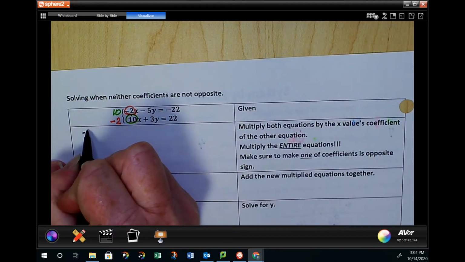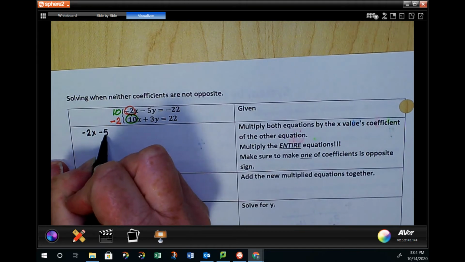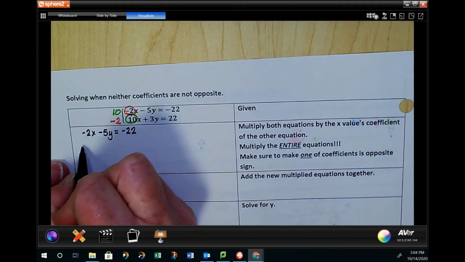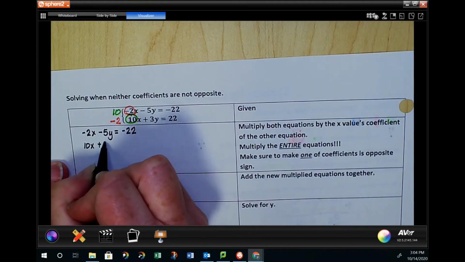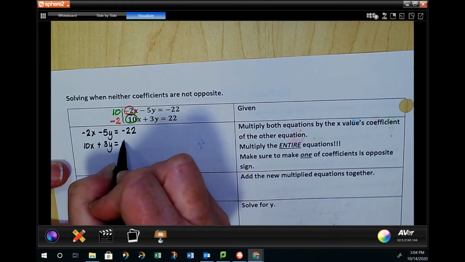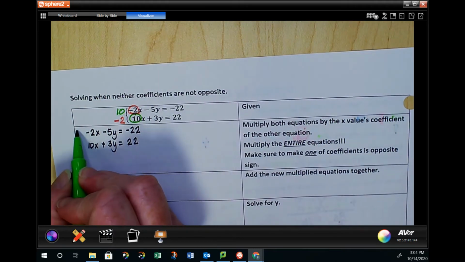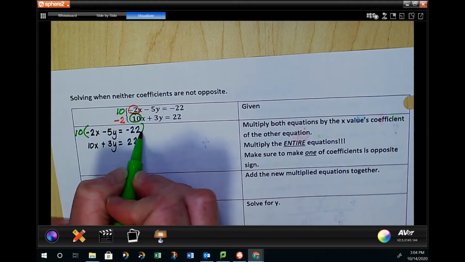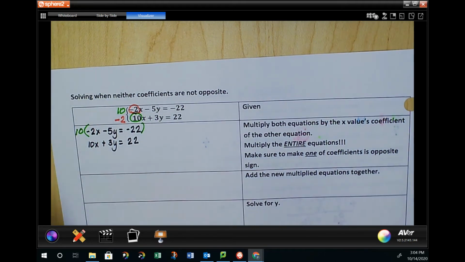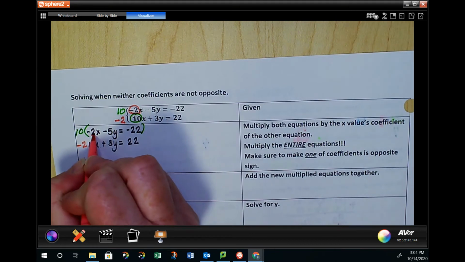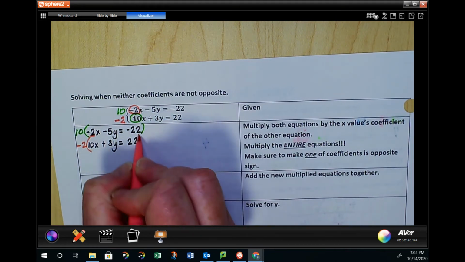So I have negative 2x minus 5y equals negative 22. And then down here, I've got 10x plus 3y equals positive 22. And notice that I've already put those numbers. So this 10 moved up here, so I'm going to multiply that whole equation by 10. And then this bottom equation is negative 2. This coefficient is negative 2, so it moves down there.